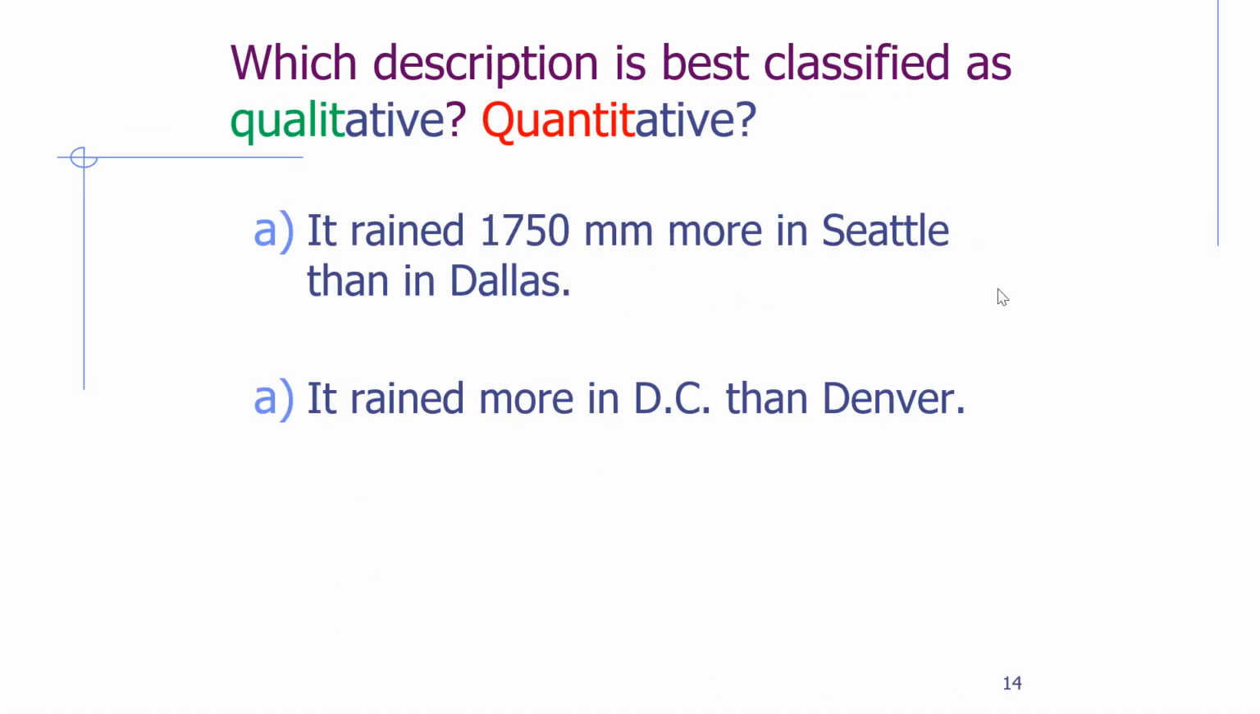Qualitative versus quantitative. It rained 1,750 more millimeters in Seattle than Dallas. That would be a quantitative measurement. It rained just more in DC than Denver. That would be qualitative. It has nothing to do with the actual slide we just saw.